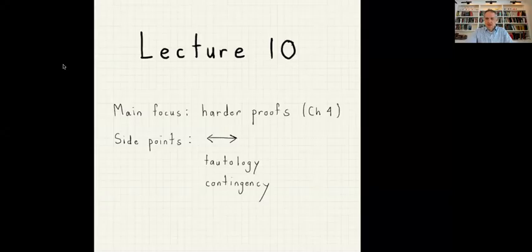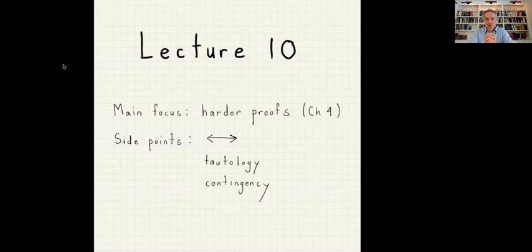Hello, this is lecture number 10 in the Philosophy 201 Introduction to Logic course. We're going to get a couple of things done in this session. Although in one sense, there will be no concept introduced today that you don't already know. In fact, between now and the midterm exam, you won't learn any new proof rules.